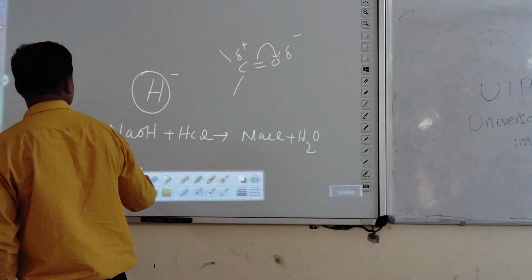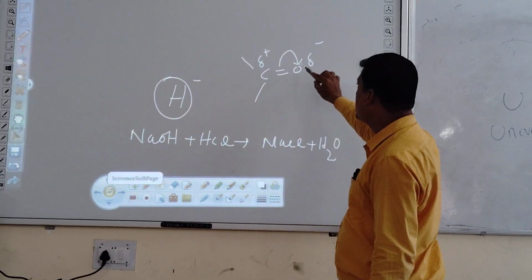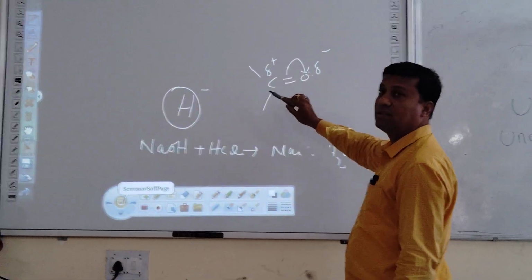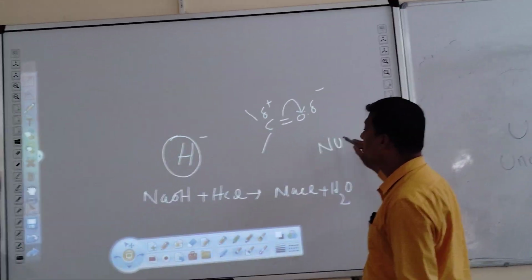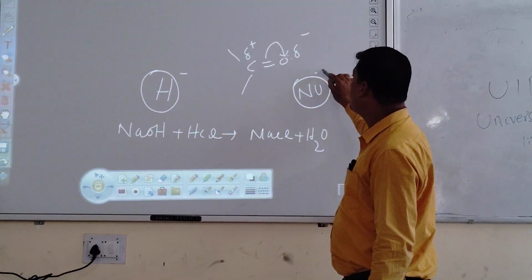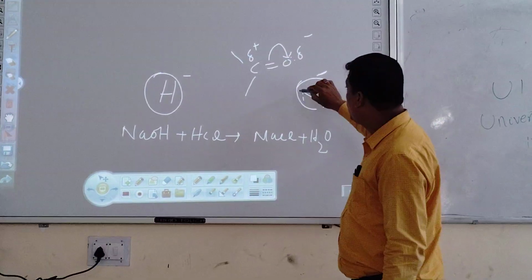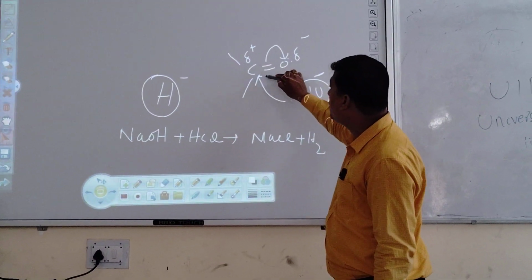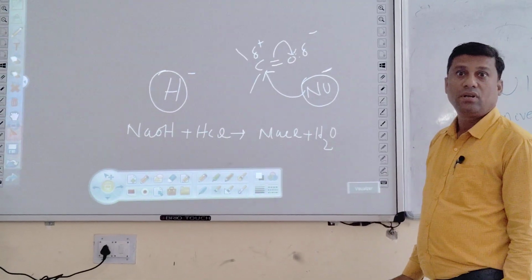What happens? This is the carbonyl carbon. This is the oxygen and the nucleophile. Here the nucleophile will attack. The nucleophile is a negatively charged species, and it will attack the carbonyl carbon.